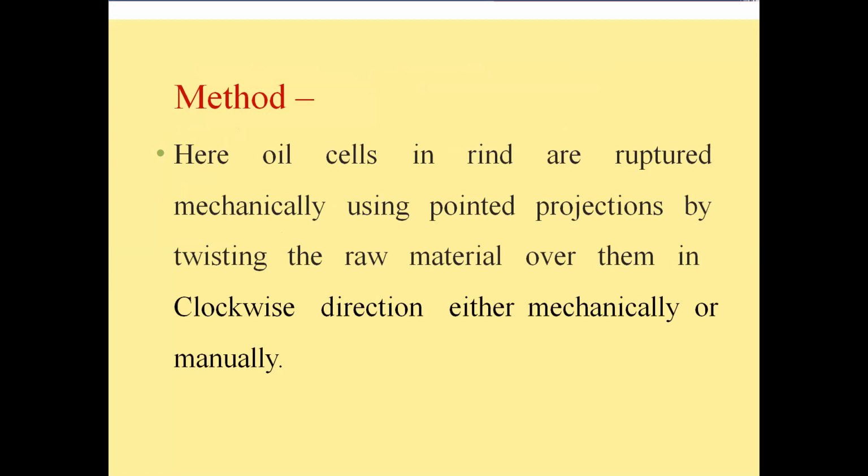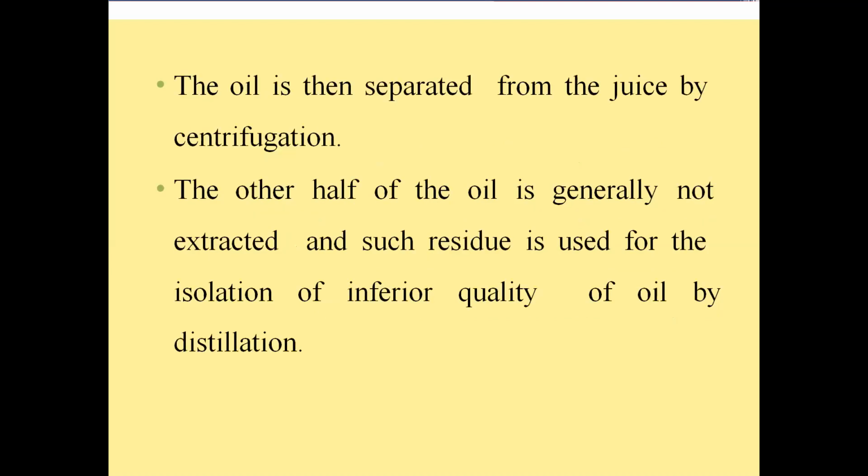For example, you all must have seen the juicer, a small scale juicer, and there is a pointed projection like nails. You take off the peel of orange or lemon, then you have the pointed projections and you twist it, rotate it, and due to the pointed projections the oils come out, and the oil is then separated from the juice by the centrifugation method.